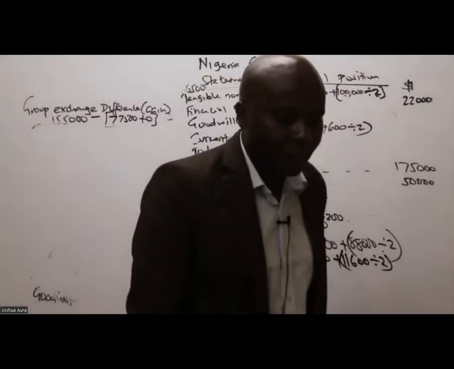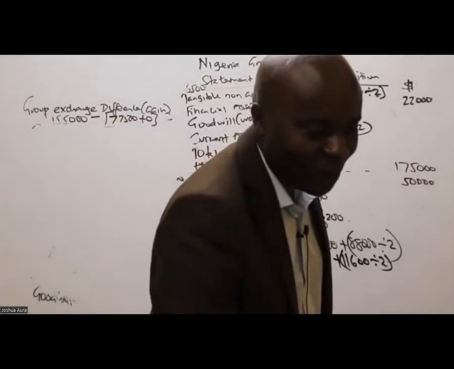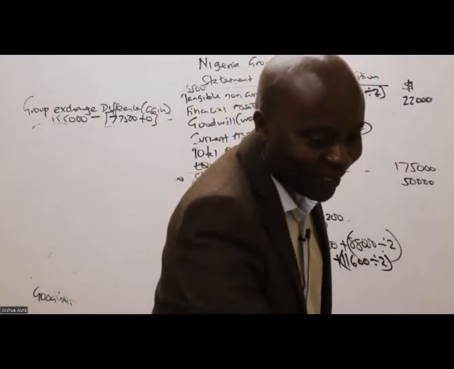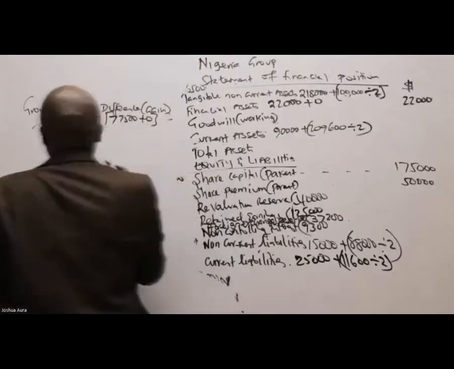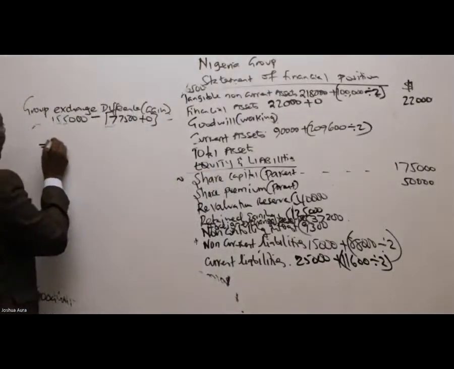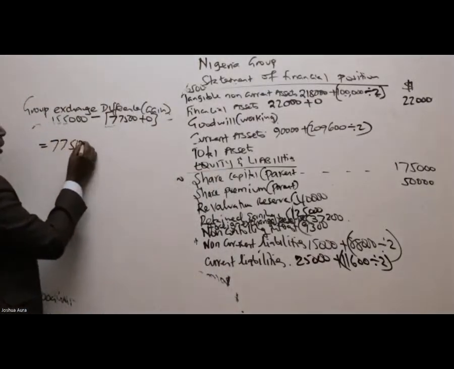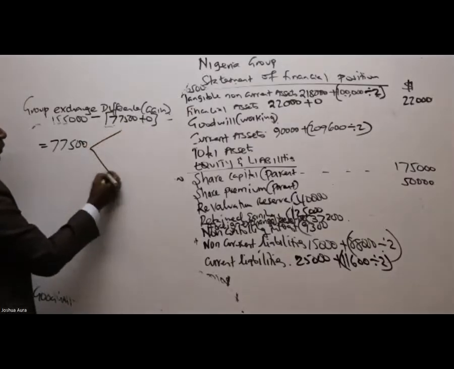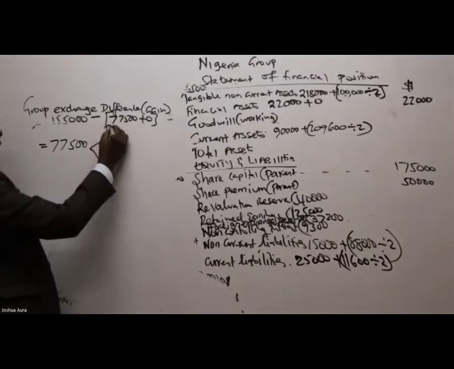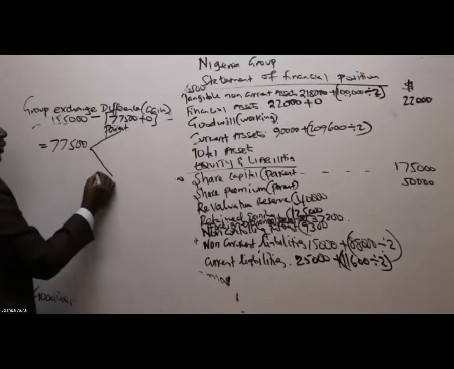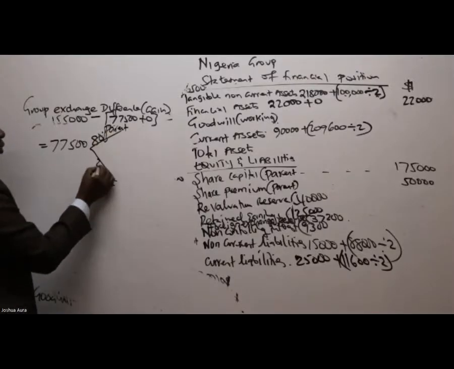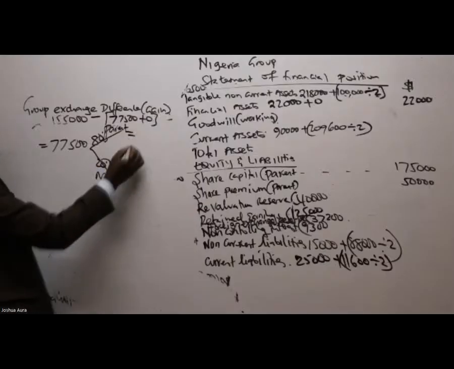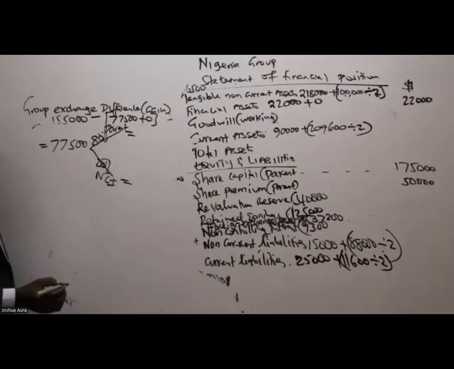Is it 72 or 77? Where are they getting 72 from? I don't know. I think they are correcting there. So they're telling me it is 77,500. So once I get this 77,500, please share it out, the parent vis-a-vis the NCI. Remember, this is 80%, and this is what we call 20%. Please give me the figures.